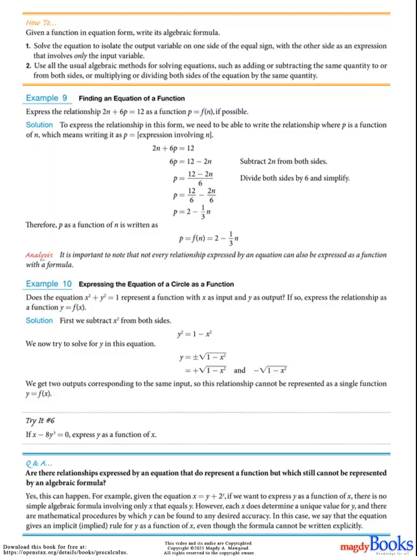Solution. First we subtract x² from both sides. y² = 1 − x². We now try to solve for y in this equation. y = ±√(1 − x²). y = +√(1 − x²). y = −√(1 − x²). We get two outputs corresponding to the same input, so this relationship cannot be represented as a single function y = f(x).